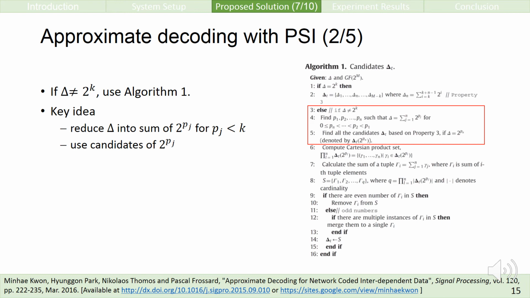If delta is not in form of 2 to k, we can use algorithm 1 to find the candidate. The key idea in this algorithm is to express delta as sum of 2 to pj and use a candidate for each 2 to pj to find the candidate of delta.